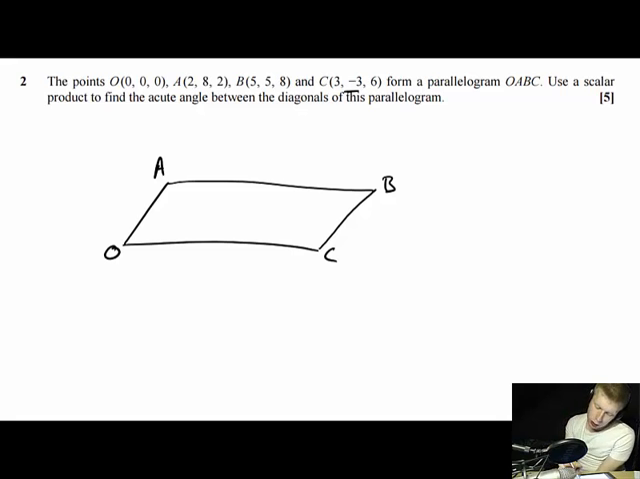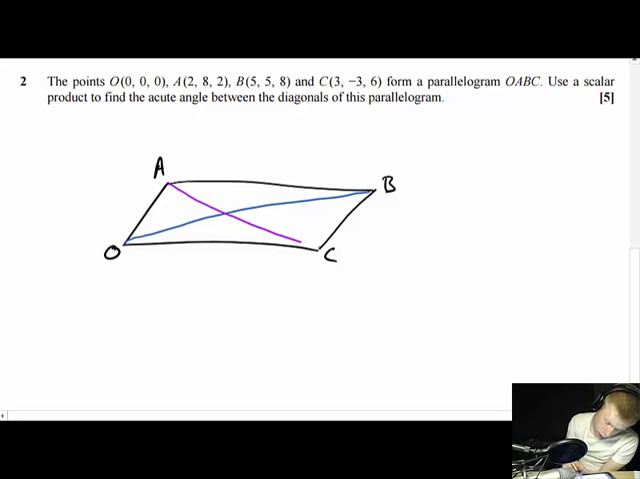Okay. We've then been told that we need to use the scalar product to find the acute angle between the diagonals of the parallelogram. So here's a diagonal, okay? And I guess here's another diagonal. And we've been asked to find the acute angle between them. Well, are you happy that this is the acute angle? They're the same both sides, it doesn't matter which way I'm looking at it. It's just geometry. So this angle over here is the same as this angle over here, okay?